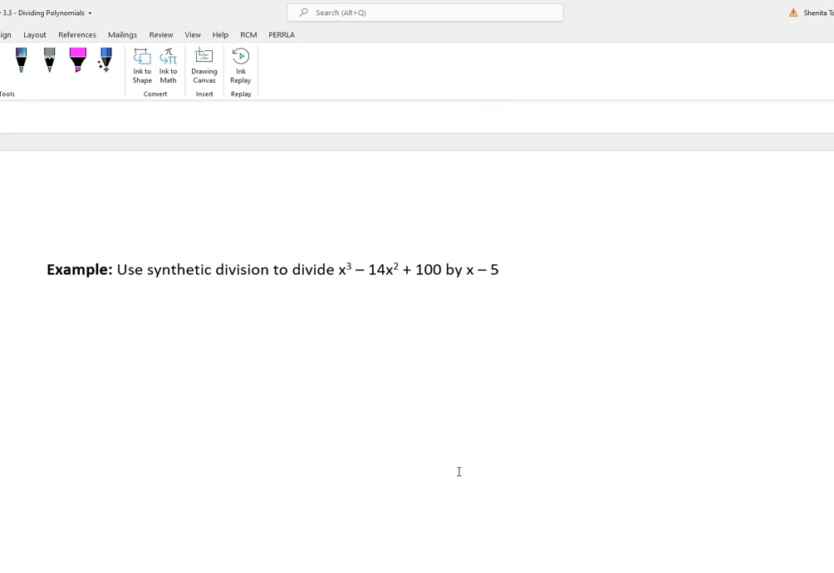Okay, in this next problem, we have x cubed minus 14x squared plus 100. We're going to divide by x minus 5. So as you can see, my exponents go in descending order, but it looks like I'm missing an x value. So I'm going to use 0 as a coefficient.